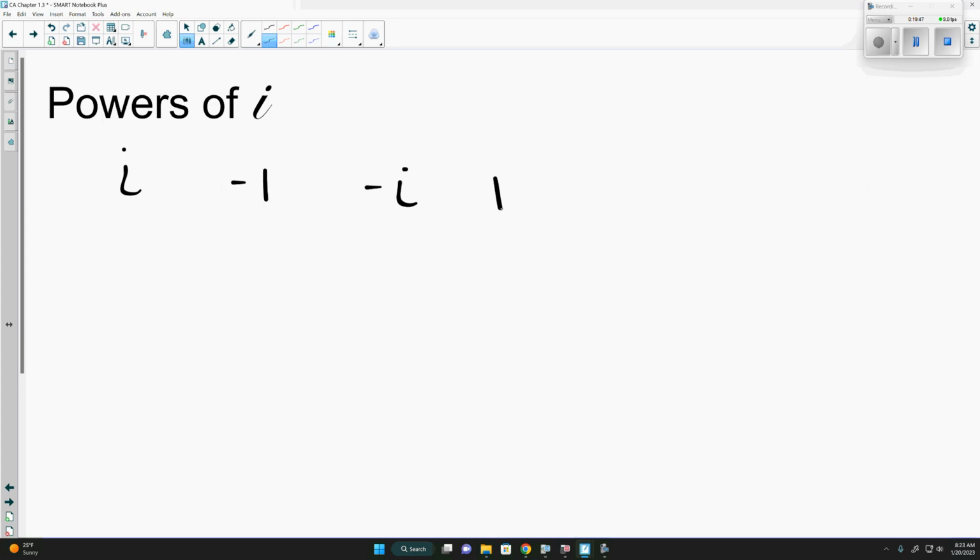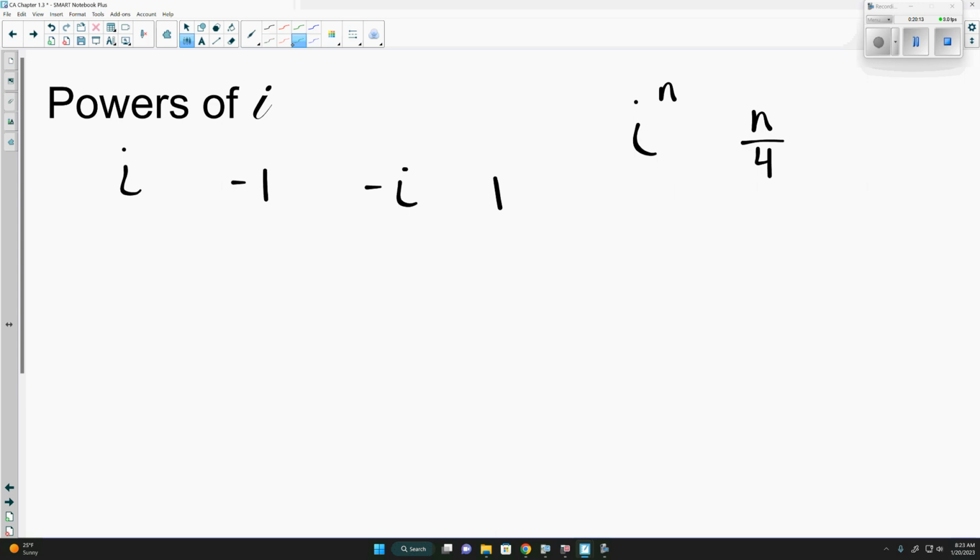There are several different ways to go about doing this, because we can group it, depending on the power, we can do groups of 4 and then see what's left over, and that'll help us figure it out, or other methods. And the best method I found for i to the nth power, where n is just the exponent: we take that exponent and divide it by 4.